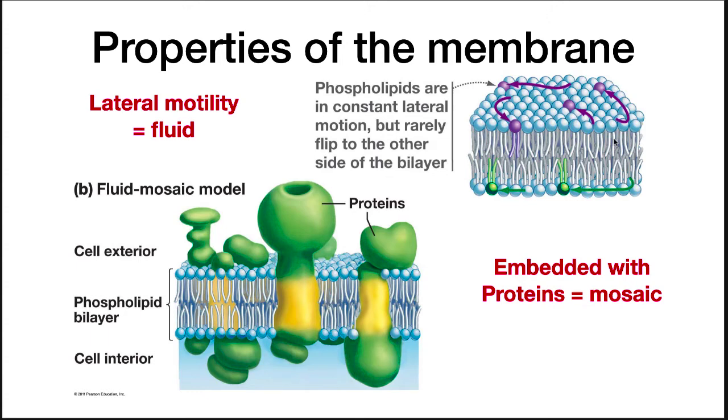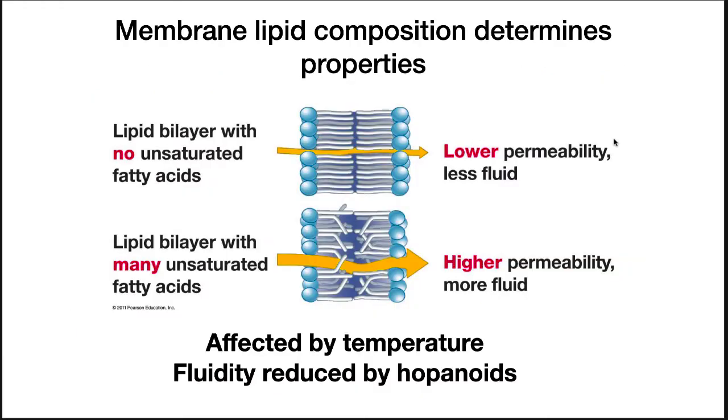Proteins decorate the membrane and make up about 30% of the composition. The term fluid mosaic describes the fluidity of the membrane, the lipids, and its decoration with proteins, the mosaic. At a given temperature, a lipid bilayer with no unsaturated fatty acids will have a lower permeability and be less fluid than a membrane with higher unsaturated fatty acids.